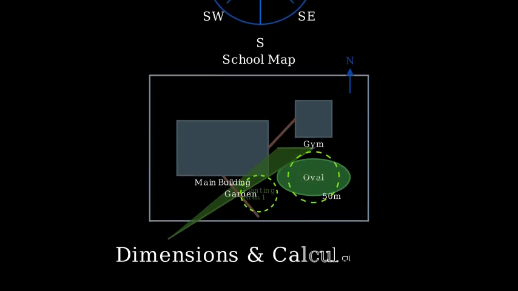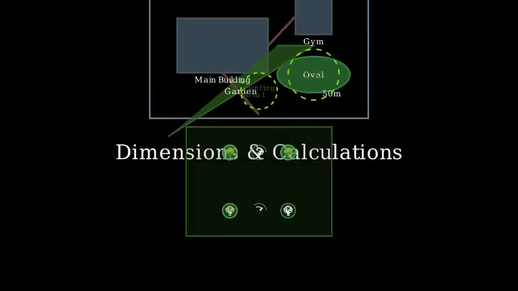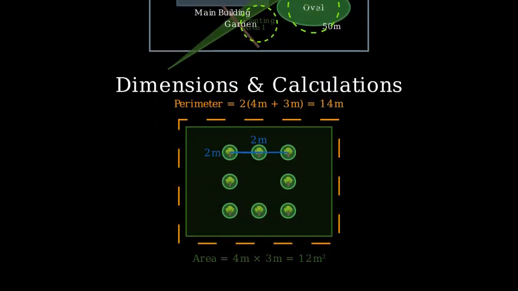Now, let's look at how dimensions and measurements come into play with tree planting. When planting trees, students need to consider several key measurements: the spacing between trees, the distance from buildings and other structures, and the overall area available for planting.